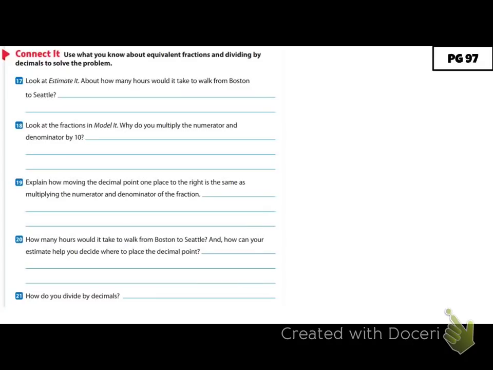Connect it. Look at estimated about how many hours would it take to walk from Boston to Seattle. Well, 3,000 divided by 3 is 1,000 hours. So it'd take you about 1,000 hours. 18, look at the fractions and model it.